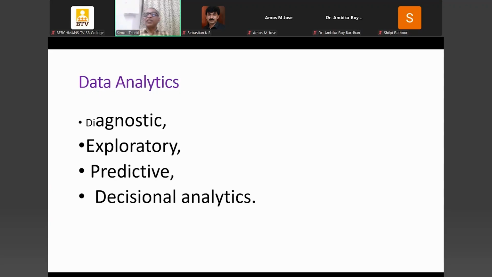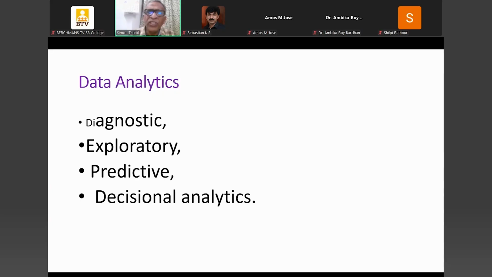So these are some of the designs. Having said this, now we have to go into some of this analytics. That analytics is based on what your research is. So it can be diagnostic, it can be exploratory, it can be predictive, it can be decisional analytics.